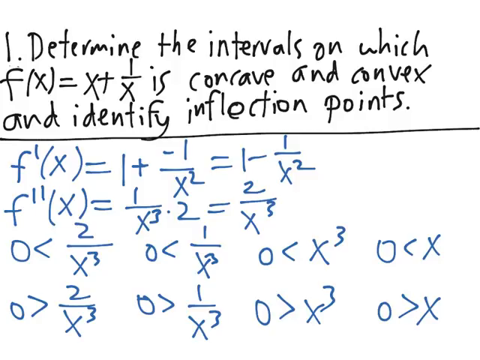Now the only possible point of inflection is where it changes between being concave and convex, at x equals 0. However, this function's second derivative is not defined at x equals 0. In fact, the function itself isn't defined at x equals 0, so this can't be an inflection point.